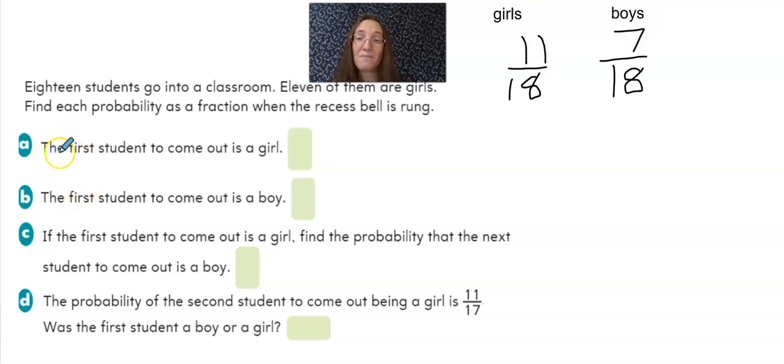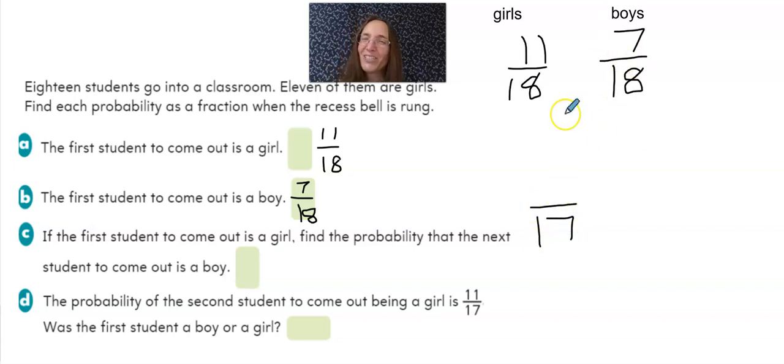So what is the probability that the first student to come out is a girl? It's the number of girls total, 11/18. What is the probability that the first student to come out is a boy? The fractional probability is 7/18. If the first student to come out is a girl, find the probability that the next student to come out is a boy. Whoa, we don't have 18 kids anymore. We have 17 kids. And we lost 1 girl, but we haven't changed the number of boys. So I believe that the probability that the second child to come out will be a boy is 7/17.